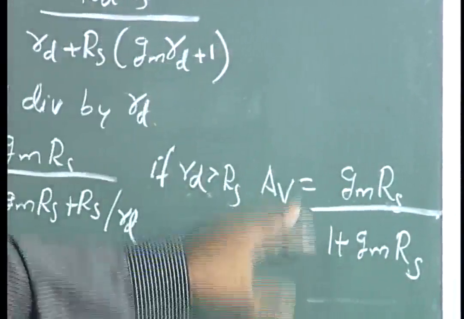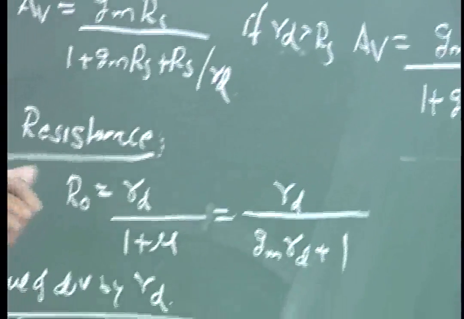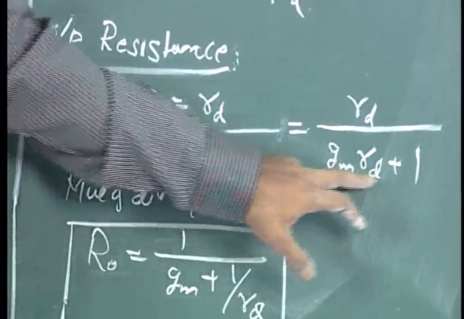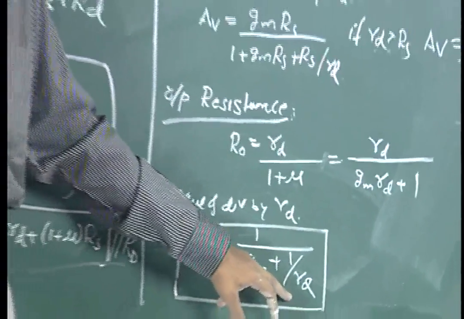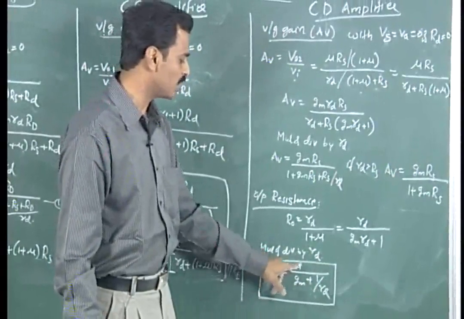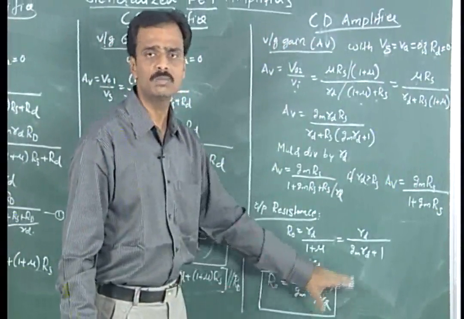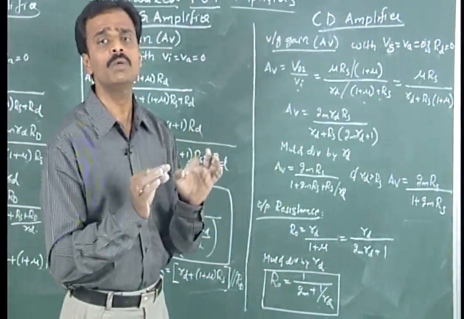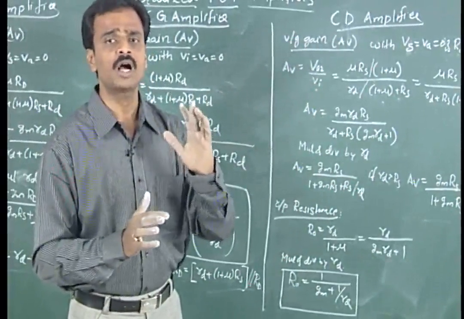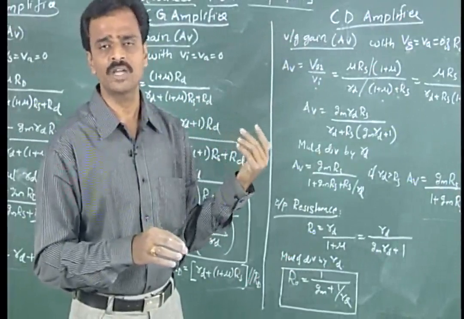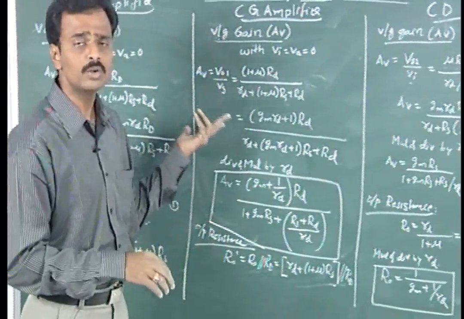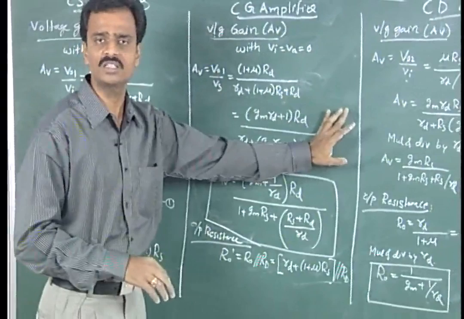So for the case of common drain amplifier, the output resistance also is in a similar fashion: Ro is equal to Rd by 1 plus mu, and mu is replaced by gm Rd. To get a simplified form, once again it has been multiplied and divided by 1 by Rd, and the simplified form of the output resistance is given as 1 by gm plus 1 by Rd. So in this way, if we remember whichever voltage sources are 0 for the respective configurations, either common drain, common gate or common source, we can easily obtain the parameters for voltage gain and output resistances by multiplying the factors of minus mu and 1 plus mu. It's very easy to analyze these parameters.